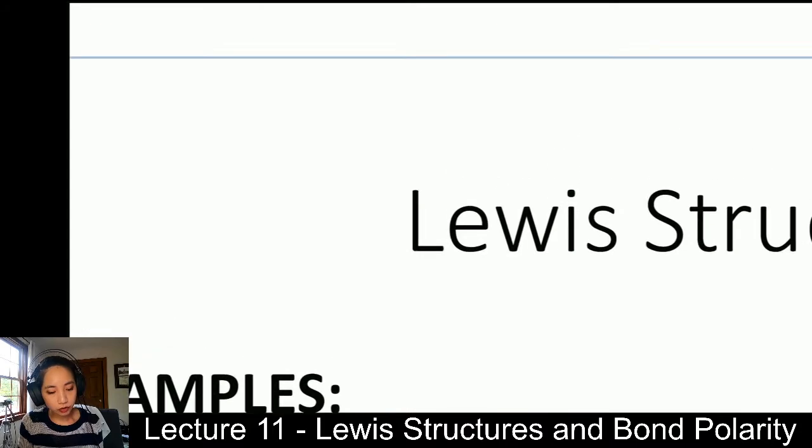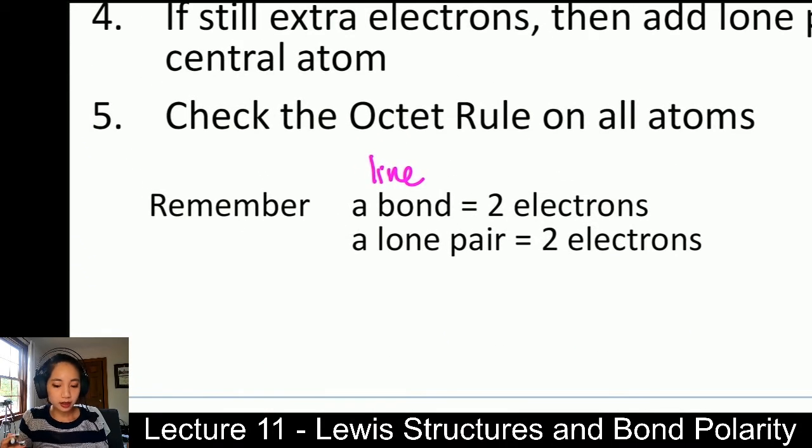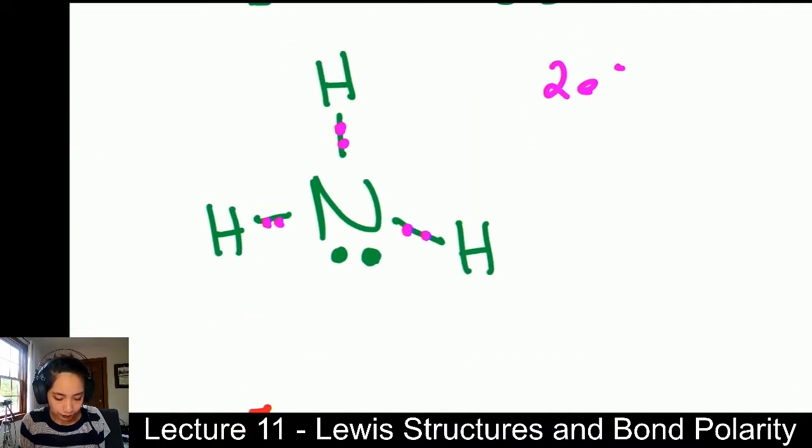Well, let's check the last step. Now it says check the octet rule of all the atoms. Well, all these hydrogens, like I said, they all have 2 electrons, so those octets are good. I'll just put a little check mark there. Remember, hydrogen only needs 2 electrons, so those are good. Now, if we look at nitrogen, all the electrons around nitrogen, there's 1, 2, 3, 4, 5, 6, 7, 8 electrons around nitrogen, so nitrogen also has a fulfilled octet.